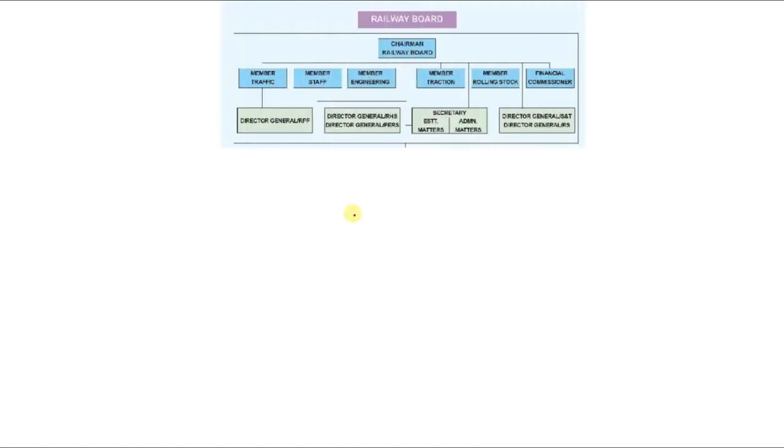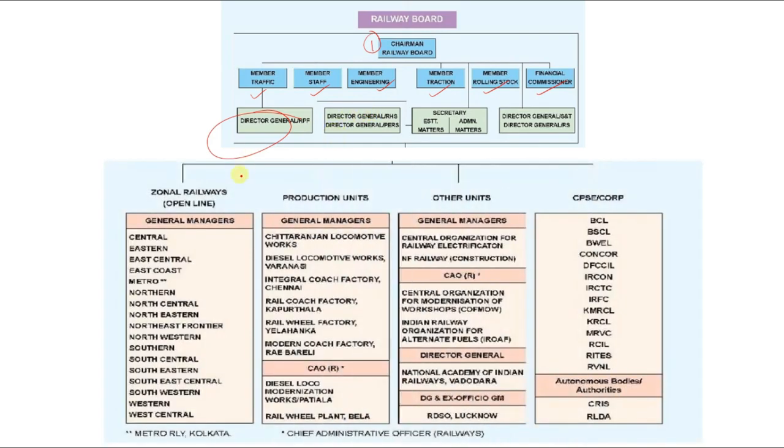Now the managerial hierarchy of the Railway Board is as follows. This is the first management level of the Chairman Railway Board. Then various members for traffic, staff, engineering, traction, rolling stock and commissioner are there, which is covered under the categories of various kinds of directors general. And then it is further categorized into zonal railways, production units, other units and certain railway corporations.